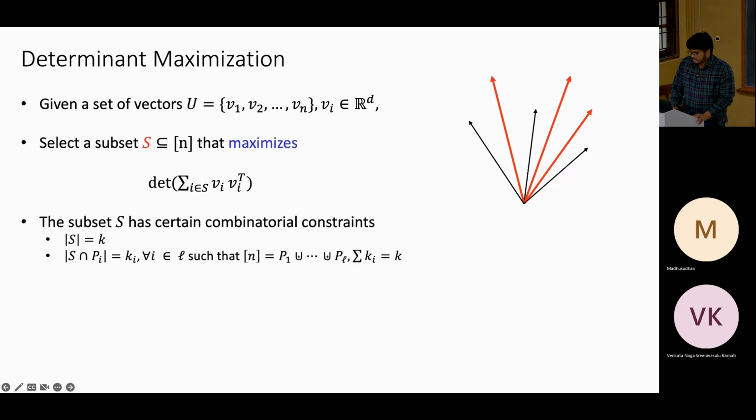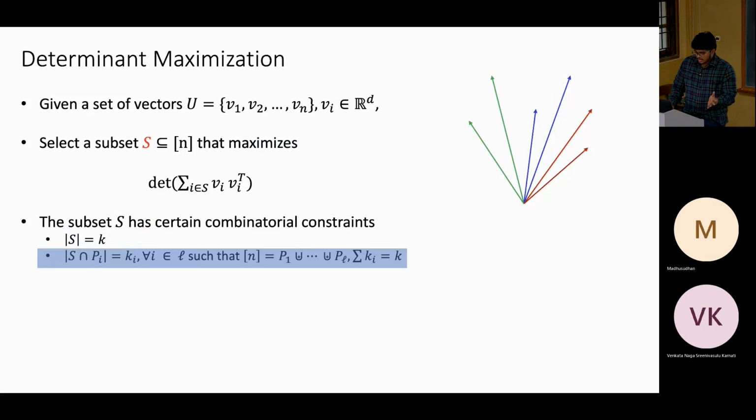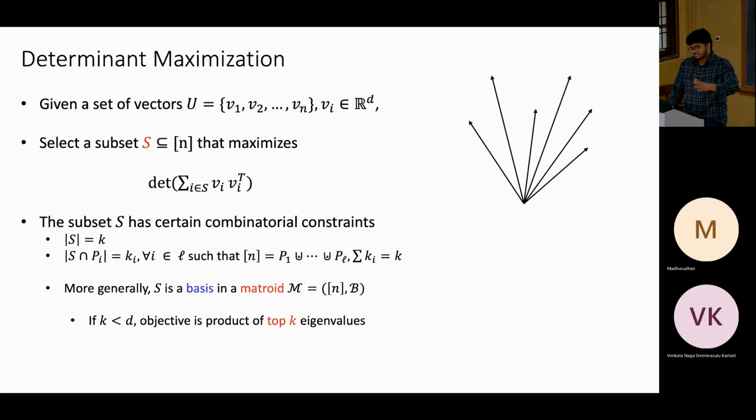But you have certain combinatorial constraints on the set. Either it can be a cardinality constraint, which means you can pick only a constant size, or it can be a partition constraint, which means if I color the elements, you need to pick, say, one in each or a constant number from each bucket, right? More generally, you can generalize these two constraints as being a basis of a matroid. We'll get to what matroid and basis are, but till then you can just think of these two cases.